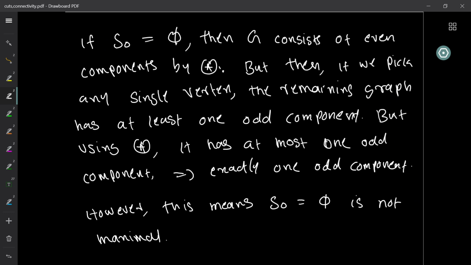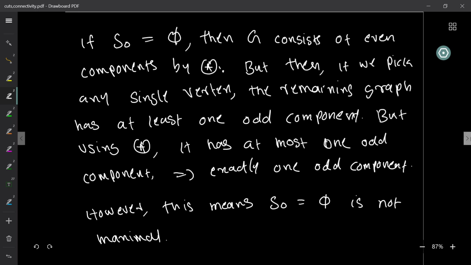So again, to just recap what we mentioned, right? If S0 is empty, then D consists of even components by the property star. But then if you pick any single vertex, the remaining graph after removing this has at least one odd component, because the number of vertices remaining is odd in that component. But of course, by the property star, it has at most one odd component, and therefore it has exactly one odd component, and therefore S0 is not maximal.